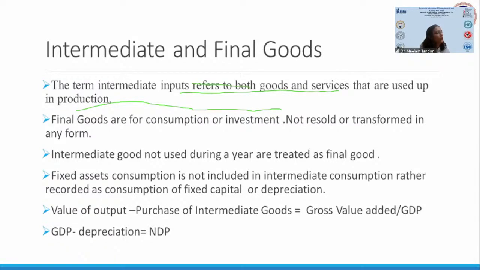Okay. Can you repeat gross value added? Gross value added basically means the value added at each step. For example, wheat. I took the example of wheat. We are sharing the example of atta bread, bread in the market.